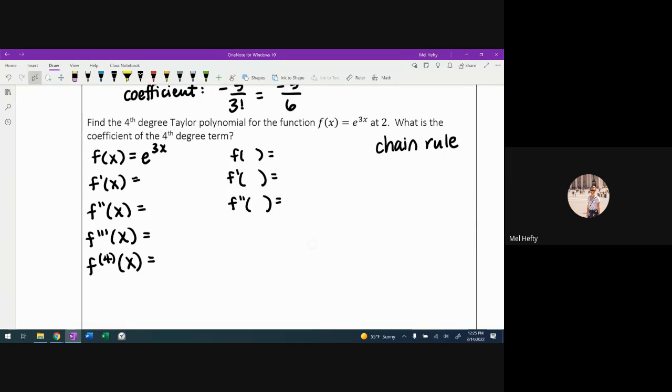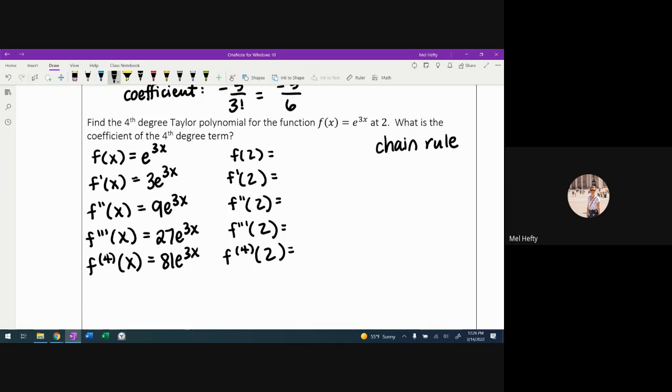All right, you guys got 4 derivatives already? Yeah. All right, what's my first derivative? 3e to the 3x. Second derivative? Cool. Next derivative? All right, what did I need to plug into all of them? Then, as I plug in, what's this exponent going to turn into? Cool.